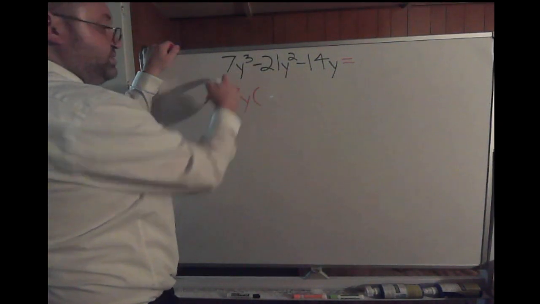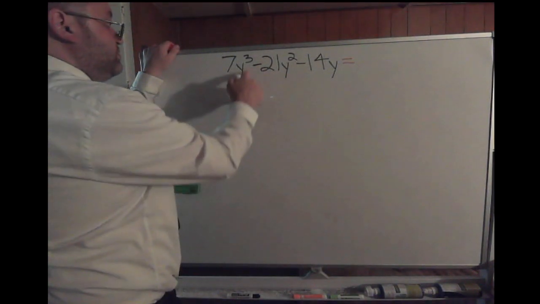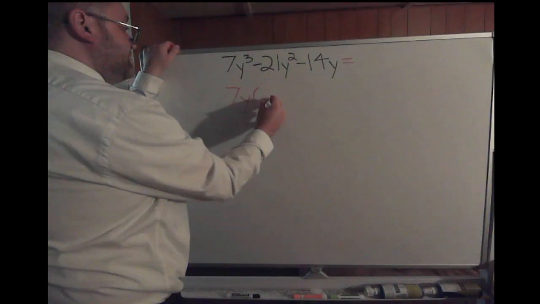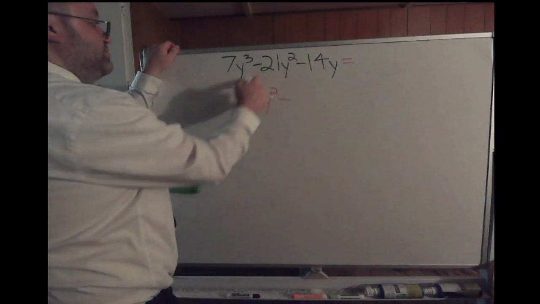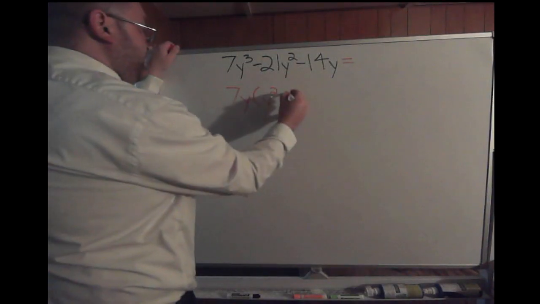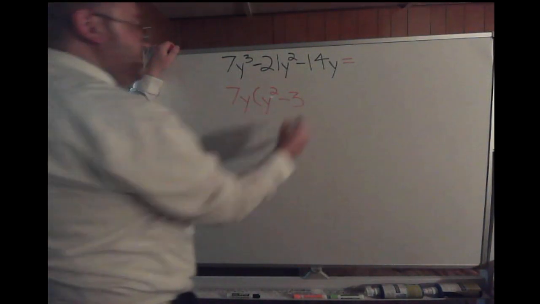7 times what equals 7? Just 1, so we don't even got to write that. Y times what equals y to the third? That'd be y to the second. Minus, then we got 7 times what equals 21? 3. Y times what equals y to the second? Well, that'd be y.